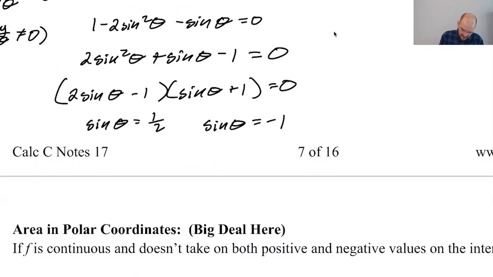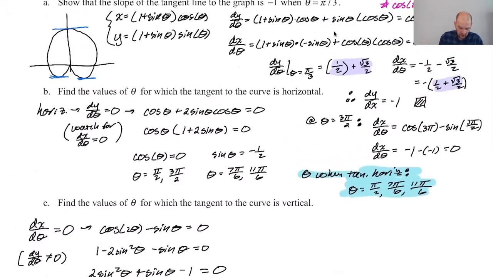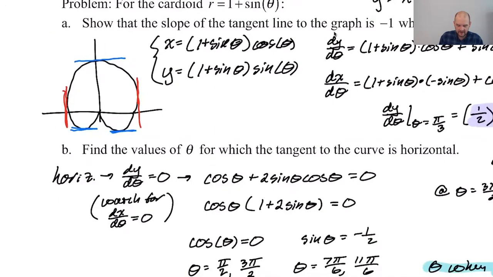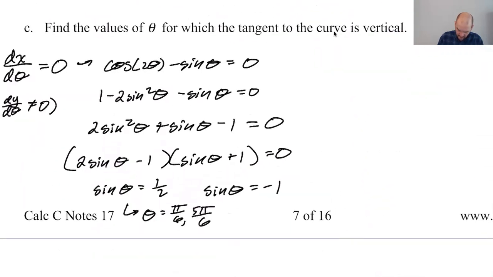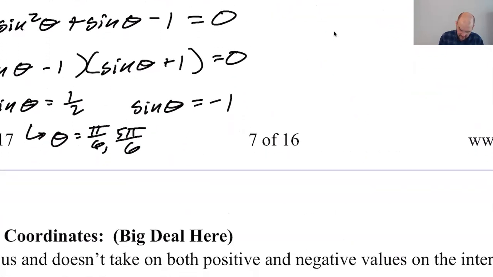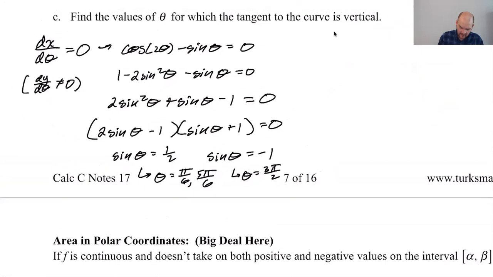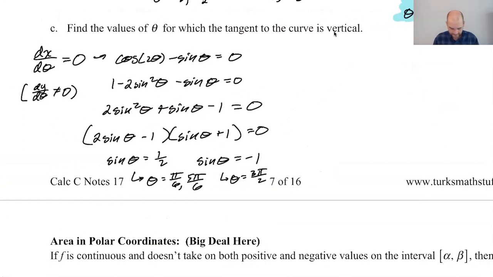Okay, so this is going to be at pi over 6 and 5 pi over 6, which if you look at it, those are almost definitely right. I mean, it depends on the angles that put you there, but that feels like it could definitely be right. And then also at 3 pi over 2. Now this is the interesting one because we know that dy/dθ is also 0 there.